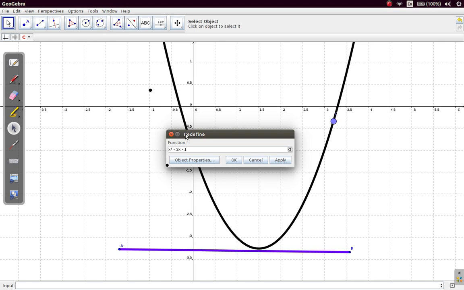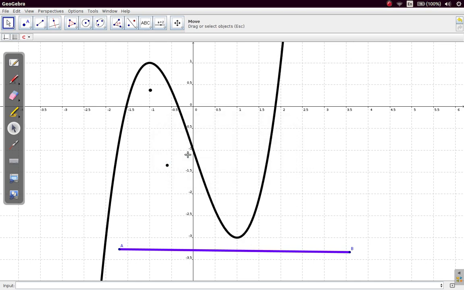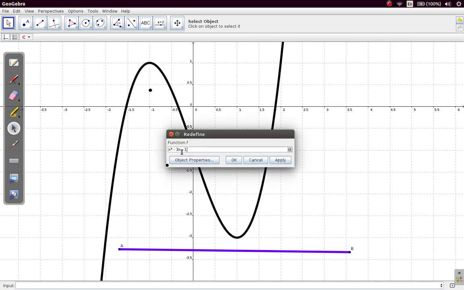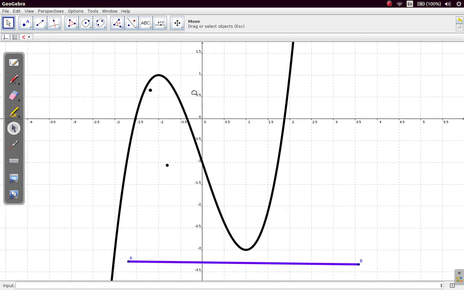Now this is a quadratic function. Suppose we have a cubic function. Let's say x is raised to the power of 3. All right, so this is a function x cubed minus 3x minus 1.